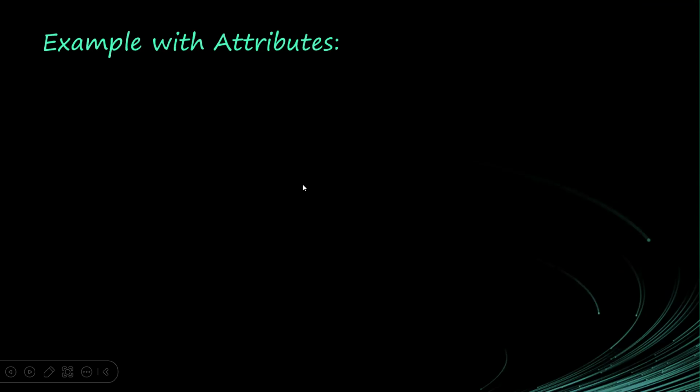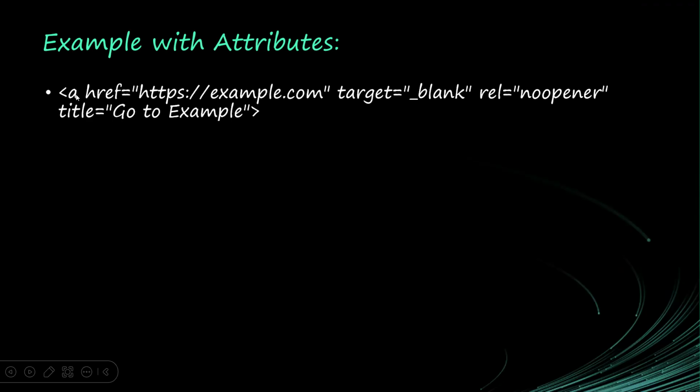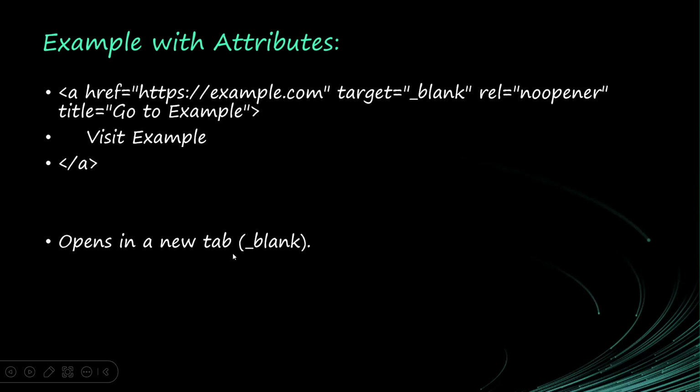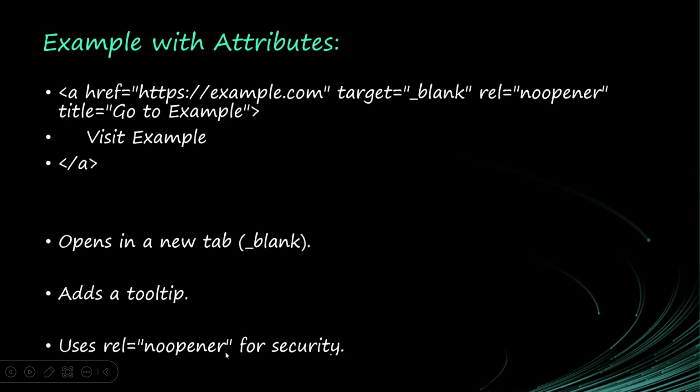So now, examples with attributes. You can see that we have an anchor tag. This anchor tag has an href attribute, and the href attribute is pointing to example.com. And the target is _blank, and the rel is noopener. This is for security reasons. And the title is this. Okay, and then the text is this, and then the closing tag here. So this will open in a new tab, like you already know, and this will add a tooltip. The tooltip will be "Go to example". And the noopener is for security reasons, but for now, it is beyond the scope of this class.